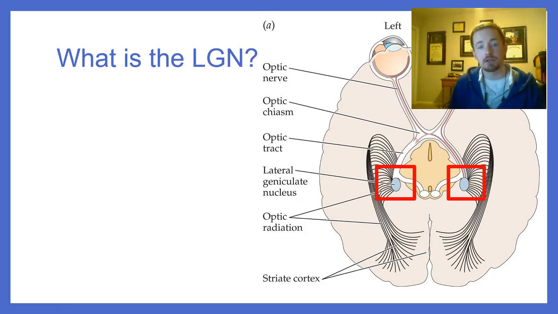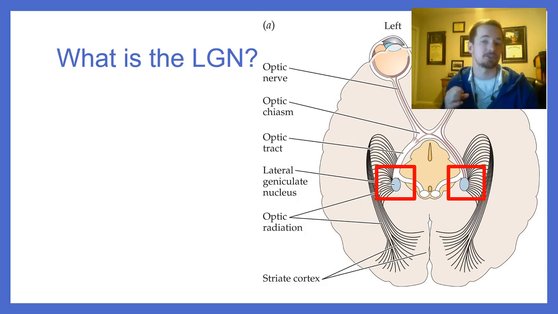The magnocellular information is going to come in, and it's going to go to a certain part of that bus stop, which is going to go to a certain part of the brain, handled differently than the parvocellular ticket holders, so to speak. So this is part of the thalamus.